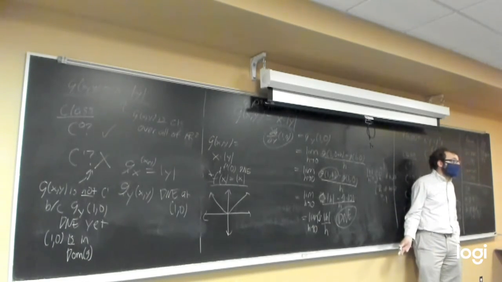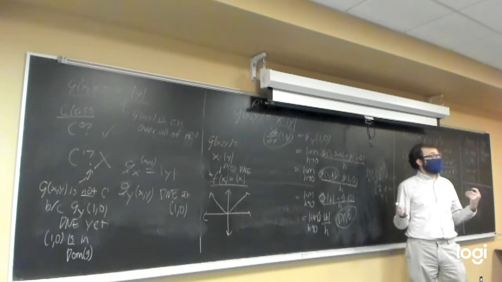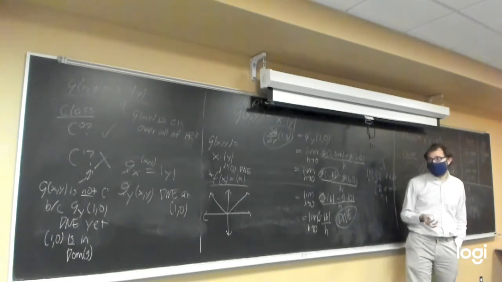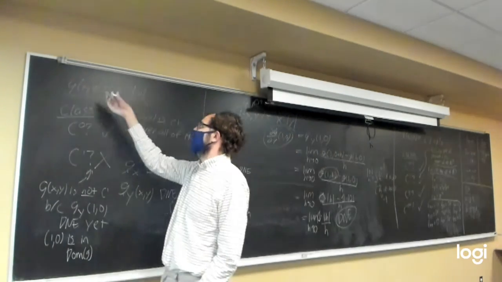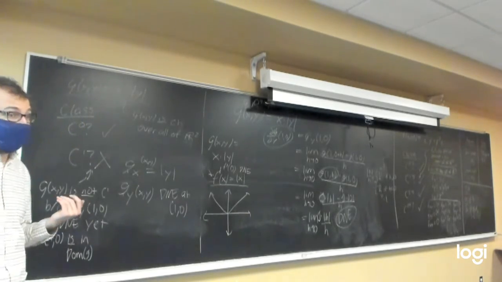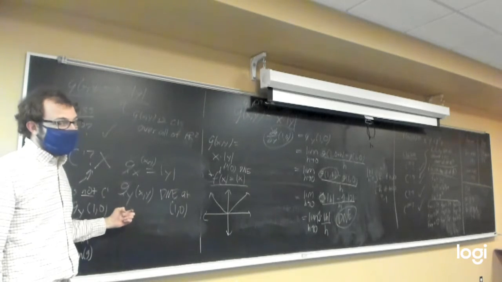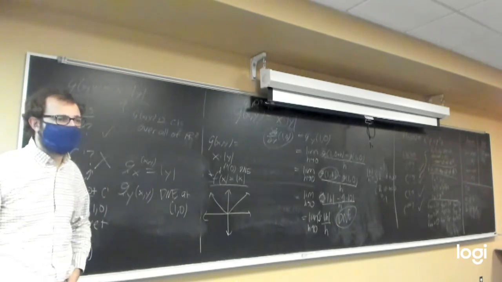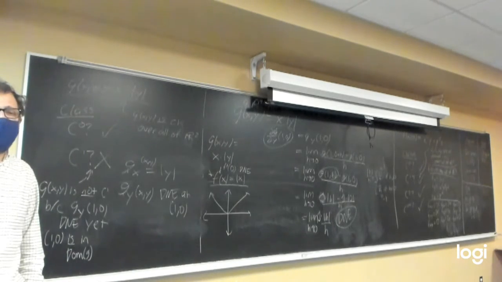So g of xy turns out to be a function that is C0, it's continuous everywhere, but it's not C1, because we have a point, 1 comma 0, that is in the domain of the original function, but is not a point at which the partial derivative with respect to y is going to exist. Any questions or comments about that?